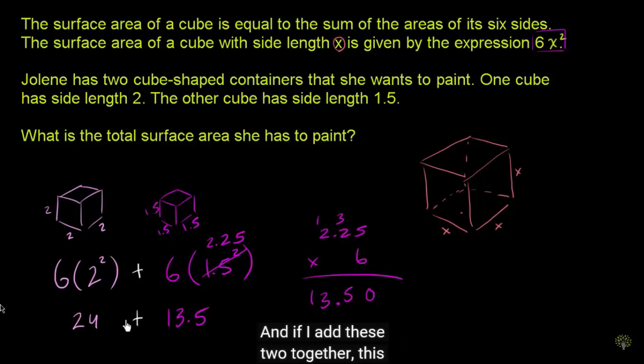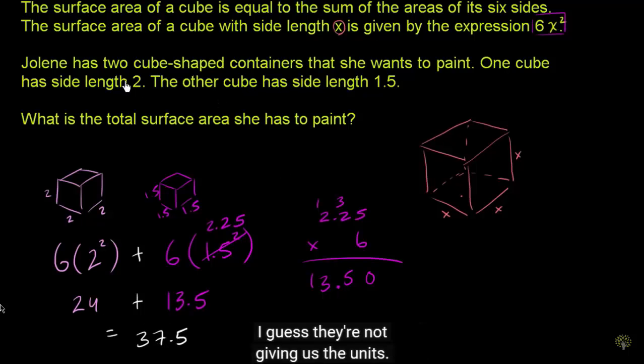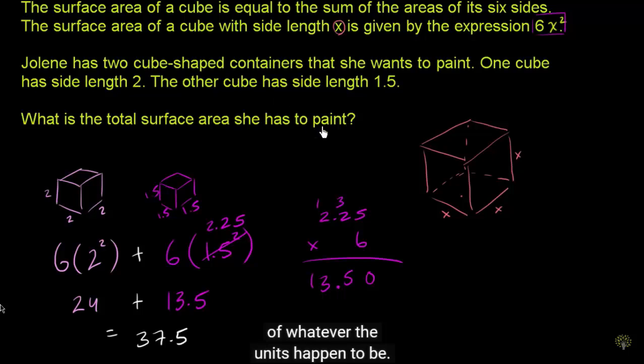And if I add these 2 together, this is going to be equal to the total surface area that she has got to paint, which is 37.5 square, well, I guess they're not giving us the units. Well, 37.5 is good, the total area in square units of whatever the units happen to be.